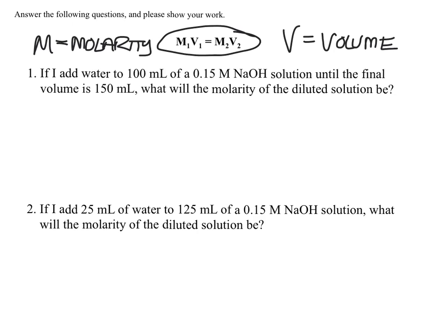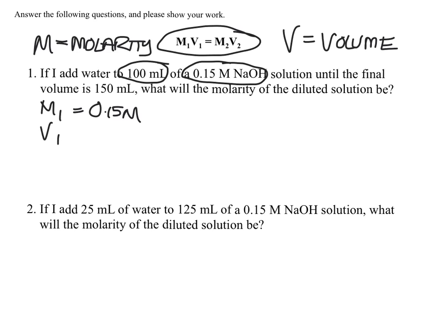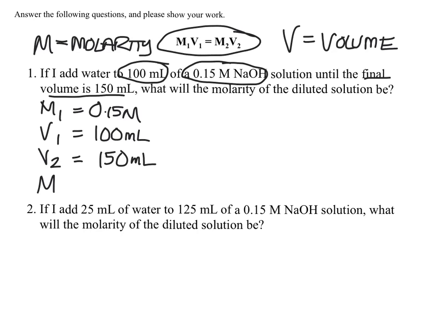It says if I add water to 100 milliliters, so that is a volume of a concentration, and we know it is 0.15 molarity, so we have a molarity of 0.15 and a volume of that concentration of 100 milliliters. Those two are related, that's why it's M1V1. And what if we want the final volume to be 150 milliliters? So it looks like we're going to be adding about 50 milliliters of water. What will the new molarity be of the diluted solution?